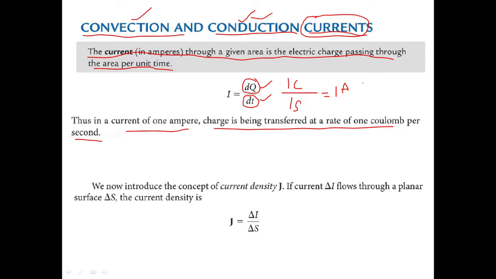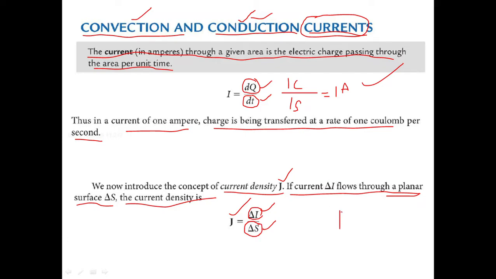Now we'll move on to the current density. So this is the definition of current. Now current density is simple, that is how much current is passing through the given surface, normal to the surface, which is very important. That is called current density, denoted by J, and it is a vector. You can see that it is bold, it is J vector. If the current delta I flows through a planar surface delta S, then the current density is simply current per unit surface. How much current is passing through the given surface, right?